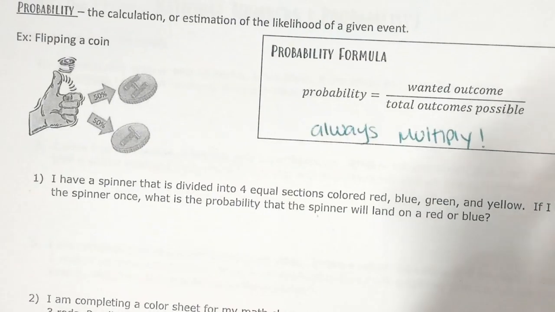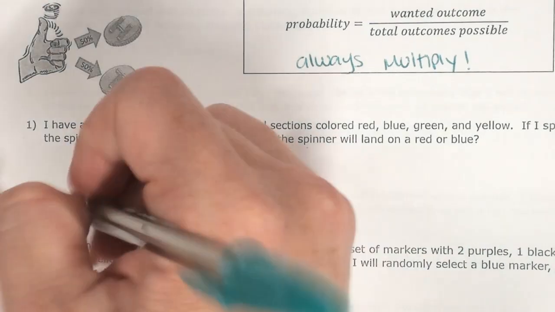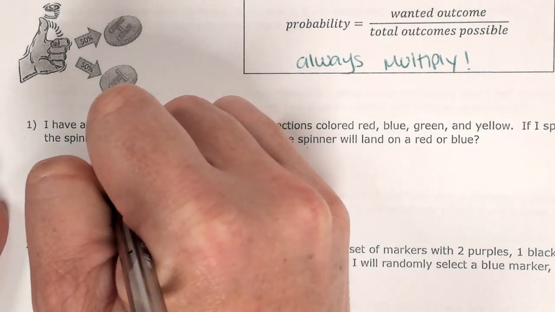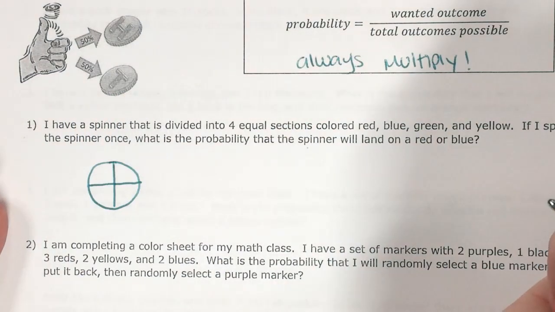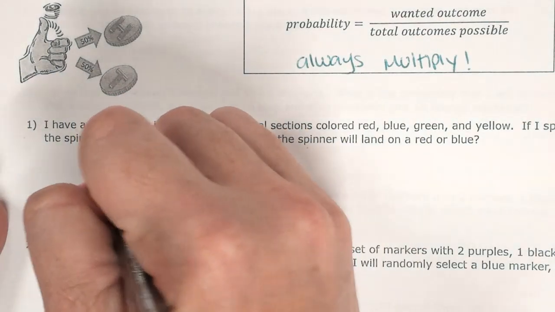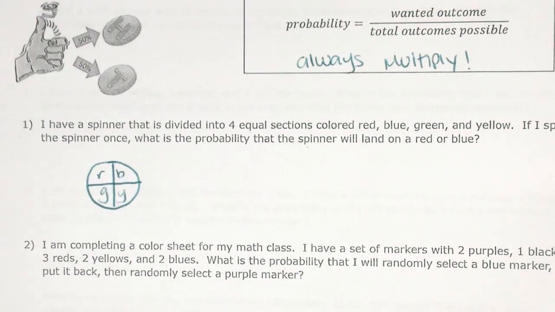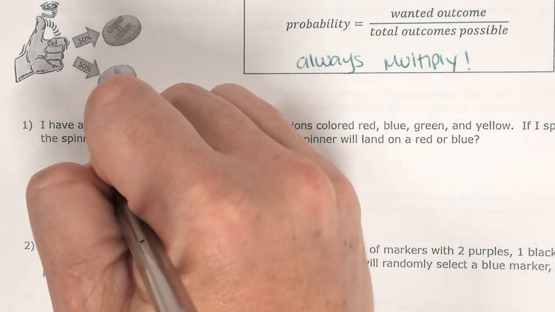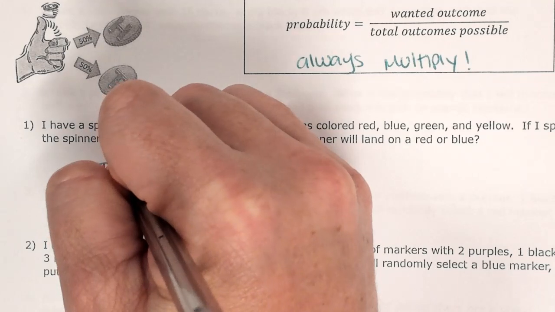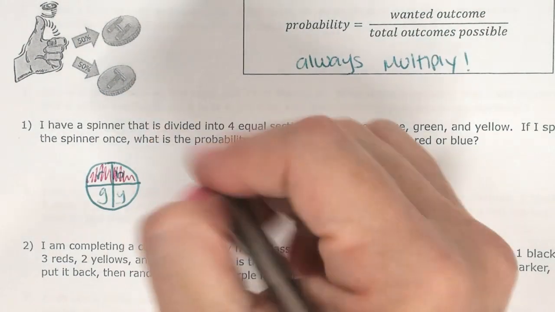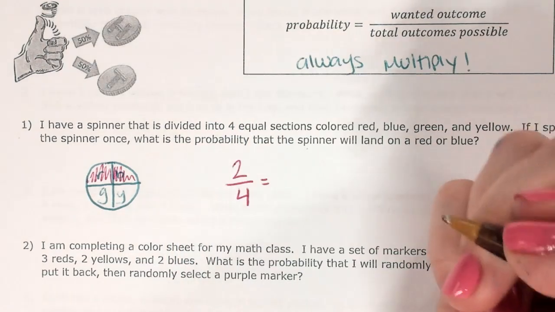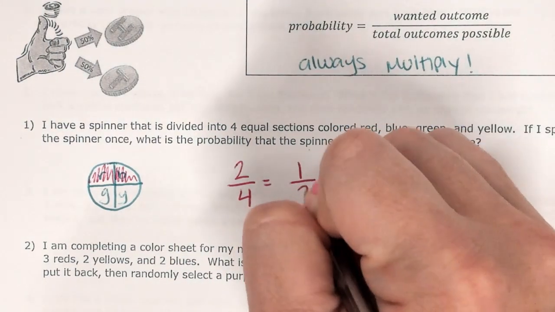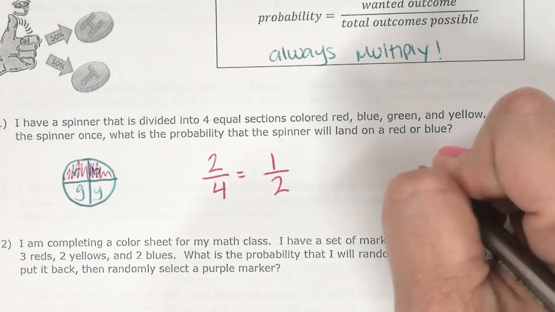So the first one says, I have a spinner that is divided into 4 equal sections. Think of like a game spinner, you know, and we have red, blue, green, and yellow. It says, if I spin the spinner one time, what is the probability the spinner will land on a red or blue? So what's the probability it's going to land over there? Yeah, 2/4. So 2 over 4, which is the same thing as what? A half. Which, if I wanted to write as a percent, is what? 50%.